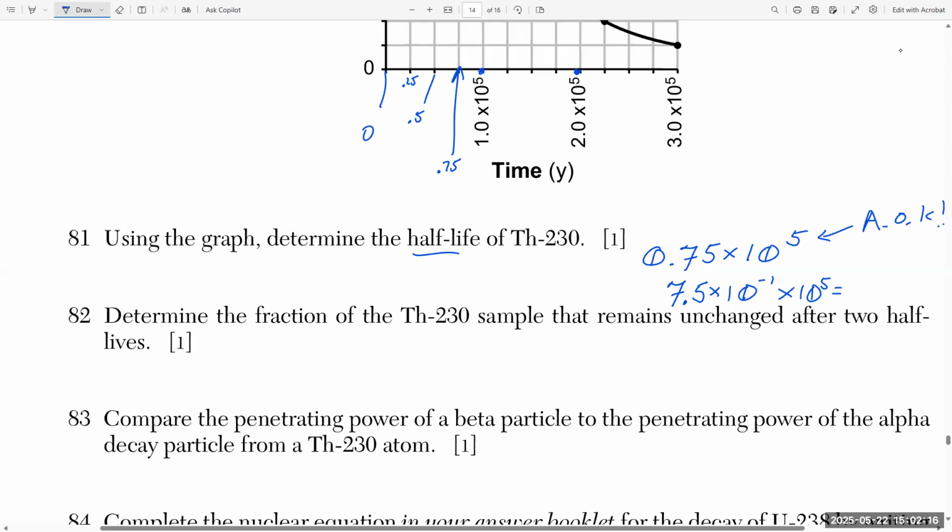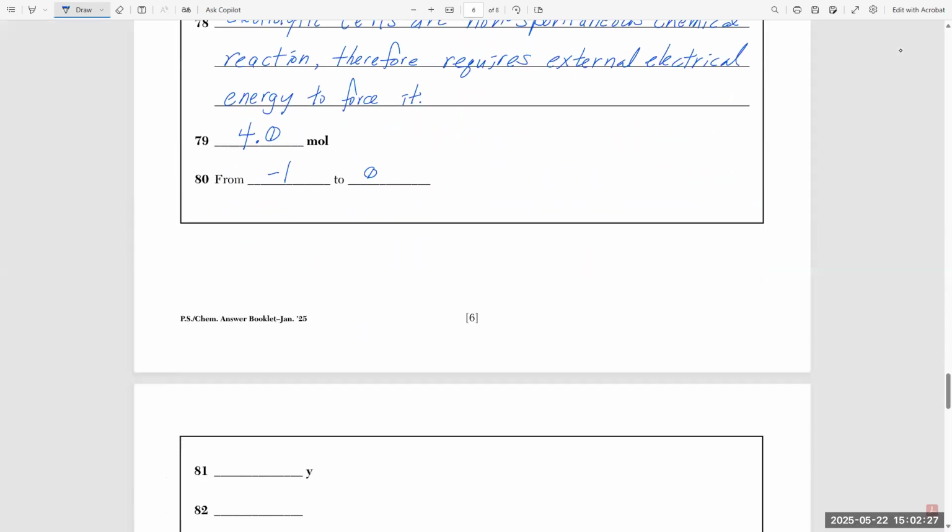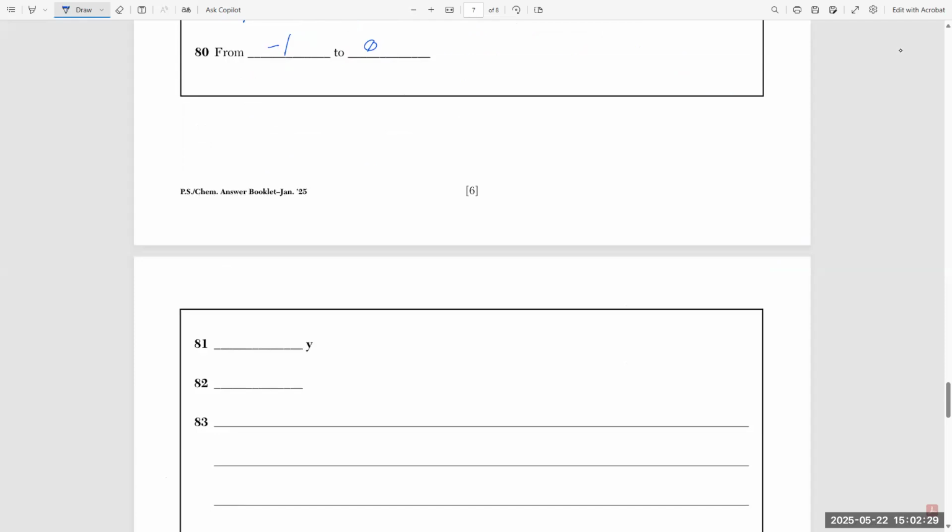Which is going to be 7.5 times 10 to the 4. Either you write this or you write this, it's going to be acceptable. And just so that you guys are not freaking out, I'm going to write it the way 0.75 times 10 to the 5th years is our answer.